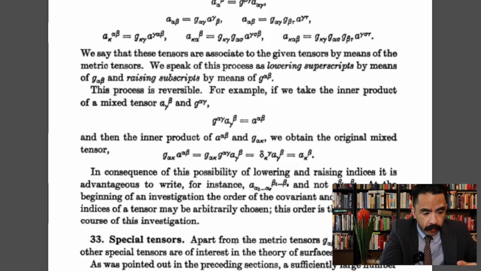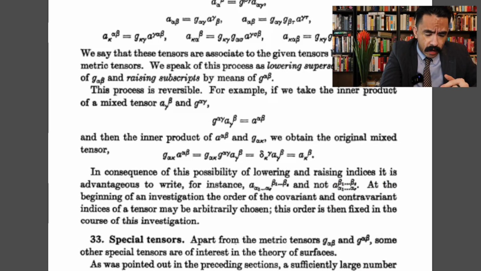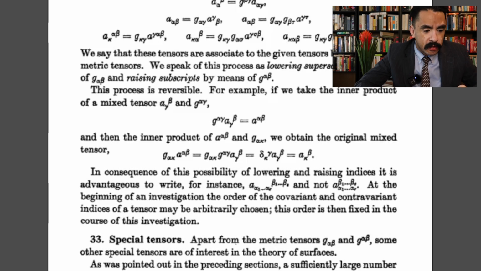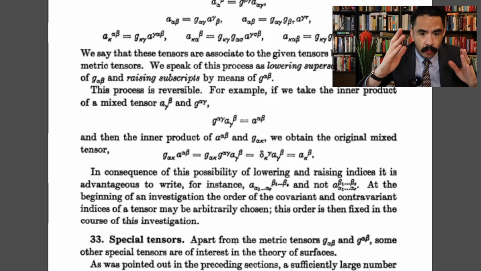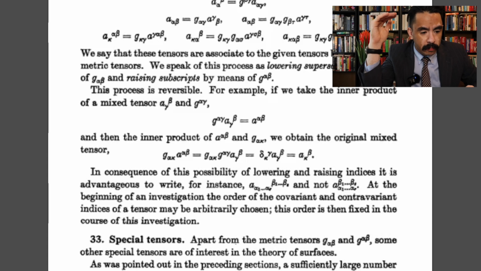G sub alpha kappa times a superscript alpha beta, which is equal to g sub alpha kappa times g superscript alpha gamma times a subscript gamma superscript beta, which is equal to the Kronecker delta with the subscript kappa and a superscript gamma times a sub gamma superscript beta, which is equal to, finally, a subscript kappa superscript beta. In consequence of this possibility of lowering and raising indices, it is advantageous to write, for instance, a, and then in its own column space, essentially, we have alpha 1 through alpha r, and then in another column space, we have beta 1 through beta s, and not writing a, and then within the same column space, the superscript beta 1 through beta s directly above alpha 1 through alpha r.